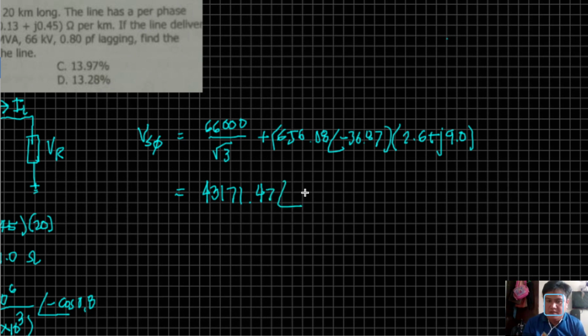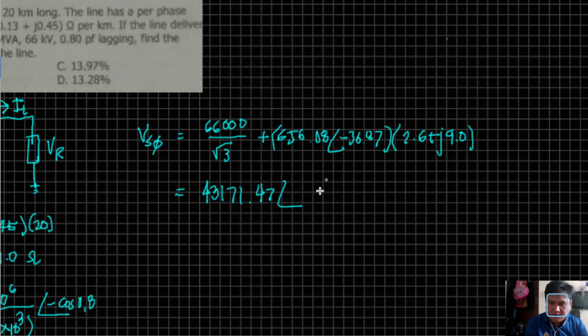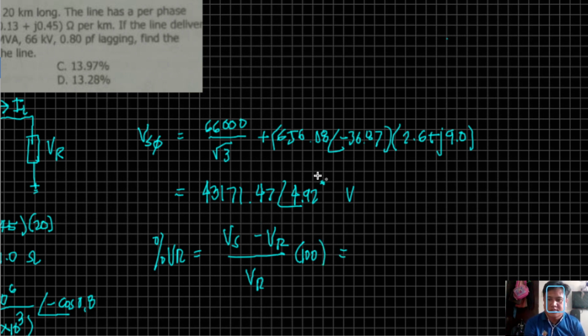Angle of 4.92 degrees. This is volts. Okay, so percent voltage regulation now is equal to V sending minus V receiving over V receiving, so times 100. So better, since eksakto na yung 66,000 and ito, puro to 66,000, pwede to per phase, pwede din line to line. So better line to line na lang, para ito na lang yung multiply natin ng square root of 3.